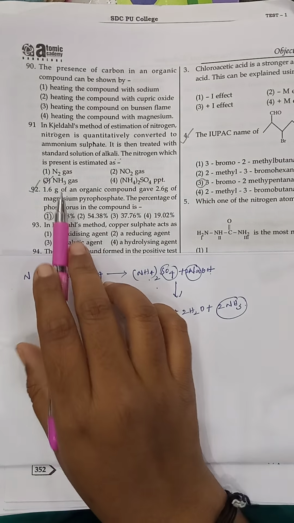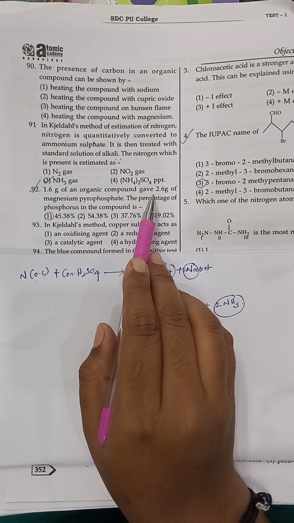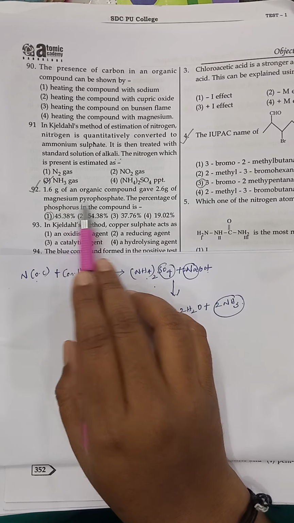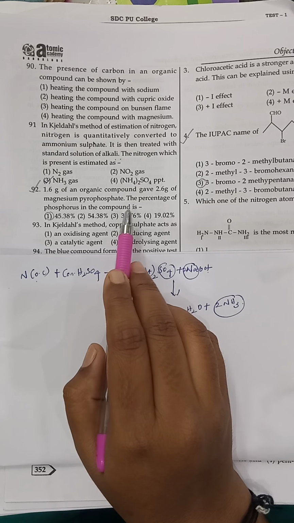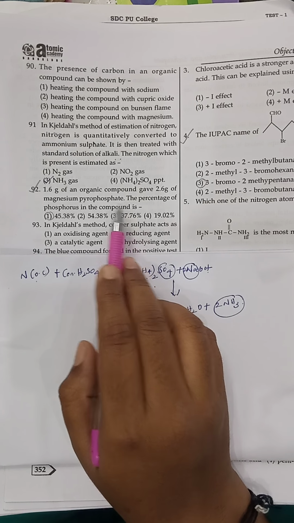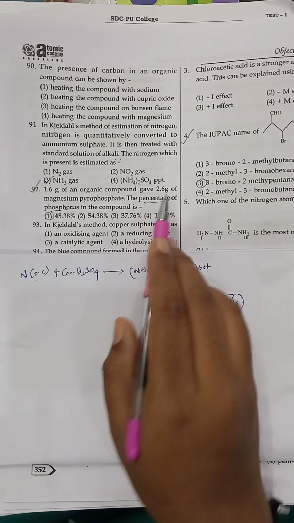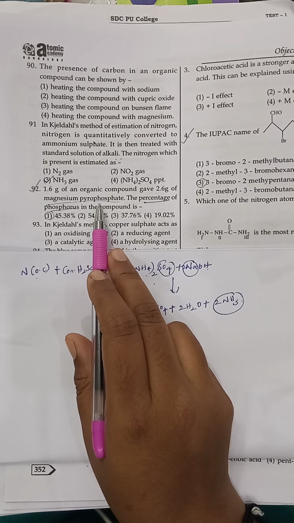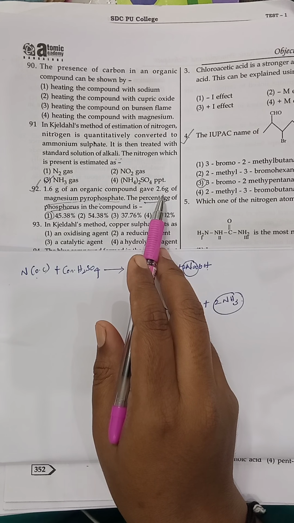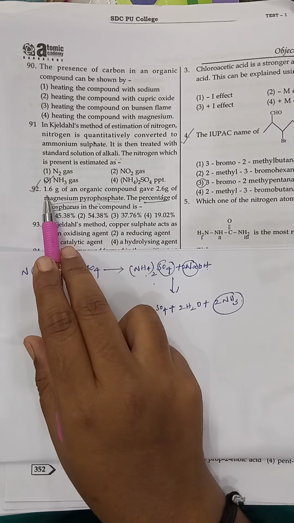Another important question: 1.6 grams of organic compound gave 2.6 grams of magnesium pyrophosphate. The percentage of phosphorus in the compound is to be estimated. This is the test we are going to use to know the percentage of phosphorus. First, the organic compound containing phosphorus is treated with different reagents, and then the phosphorus is converted into magnesium pyrophosphate. They have given the weight of magnesium pyrophosphate, that is 2.6 grams, from 1.6 grams of organic compound. Initially we have taken the organic compound.